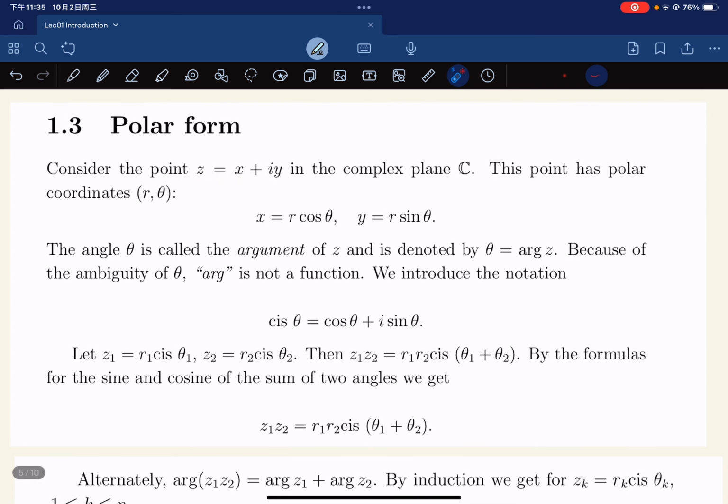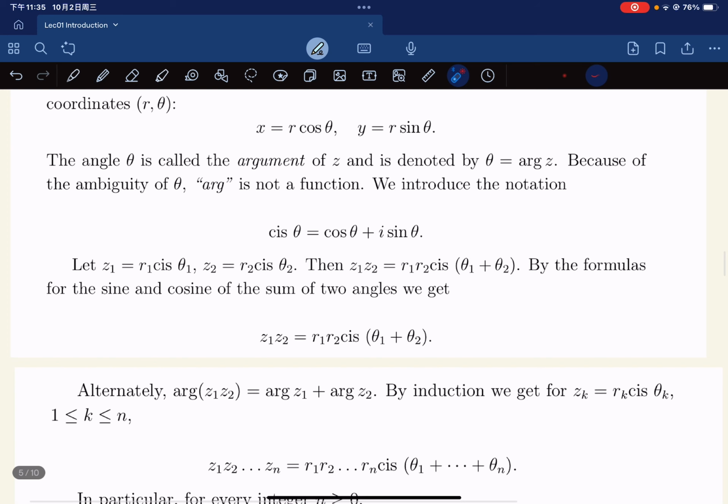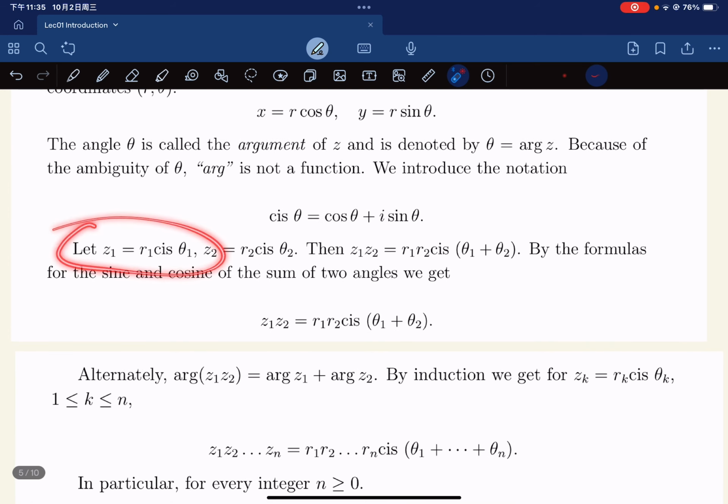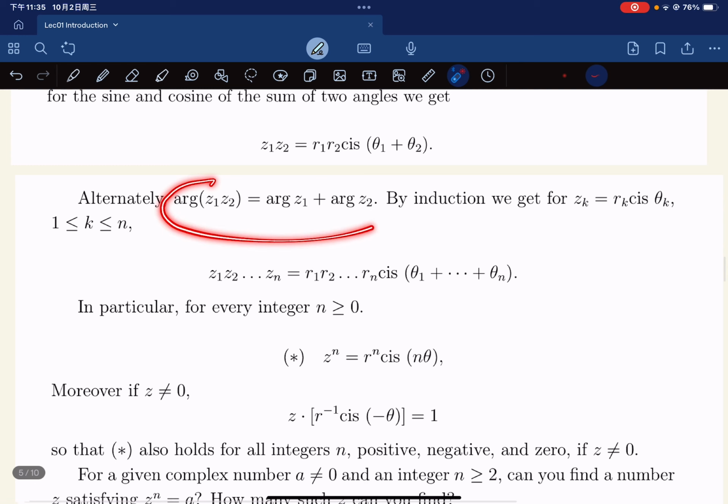And the polar form, well, for those of you who've done high school math, right? x plus iy, where x will be r cos theta, y will be r sin theta. And the argument, we denote this theta as the argument of a complex number. And we introduce this abbreviation cis, which means cos theta plus i sin theta. And when we multiply them, right, you're basically multiplying the magnitudes and adding the angles, right? So we can write it as this.